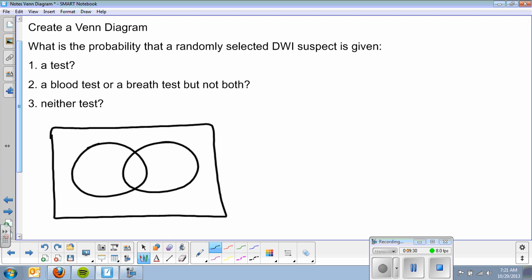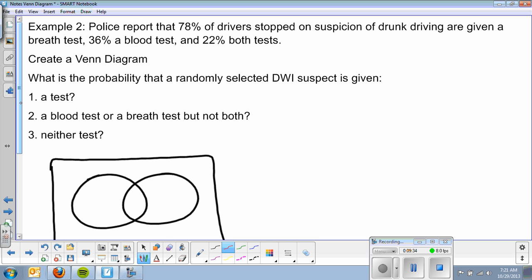Okay, and then we label. Because they both start with B, I don't want to use a B, so I'm going to use R for breath and L for blood. So basically, the probability of a breath test is 0.78. The probability of a blood test is 0.36.